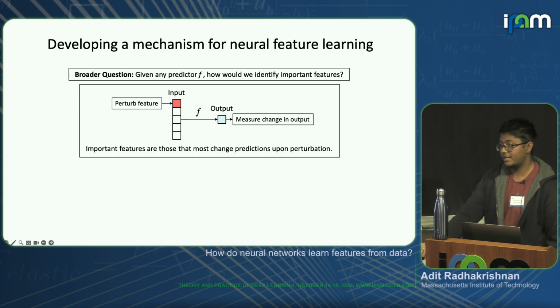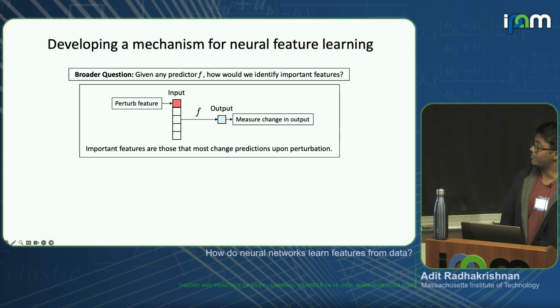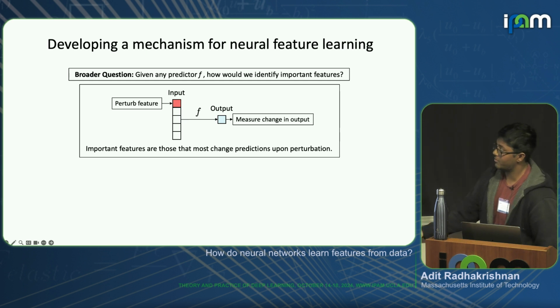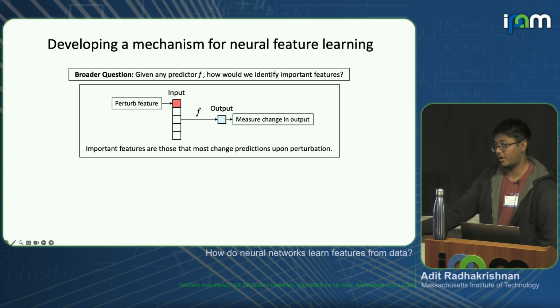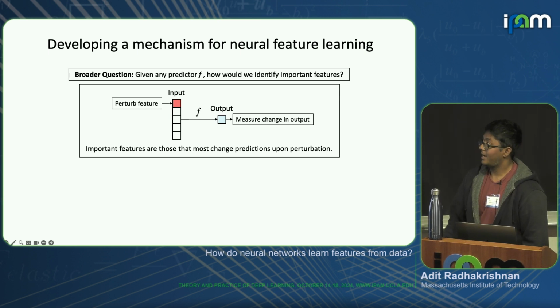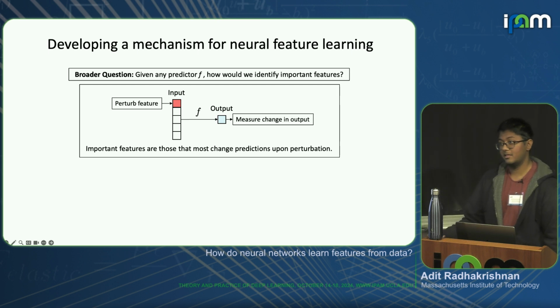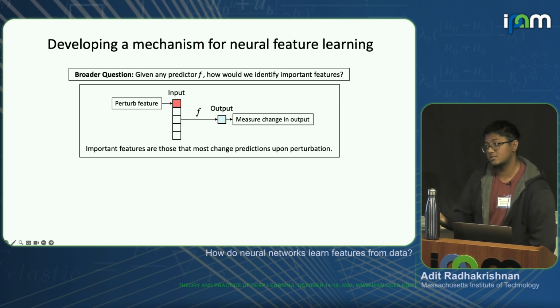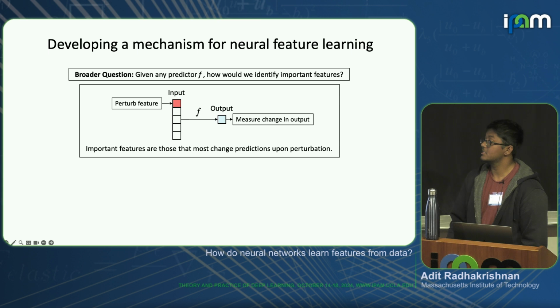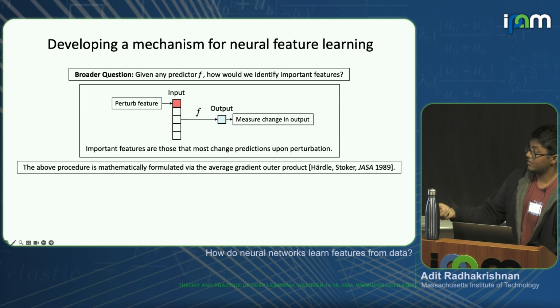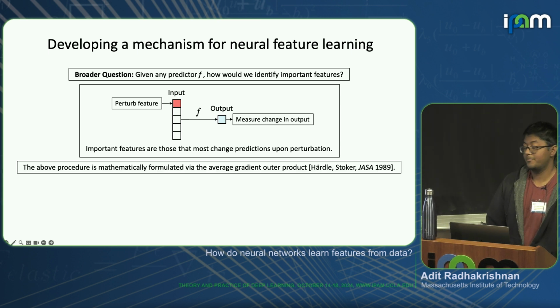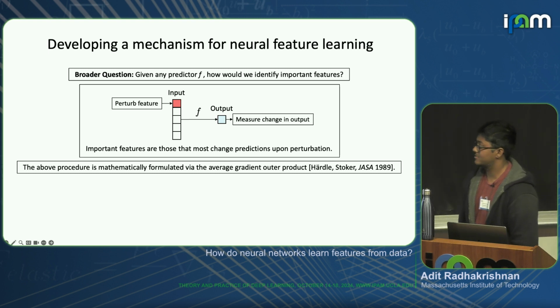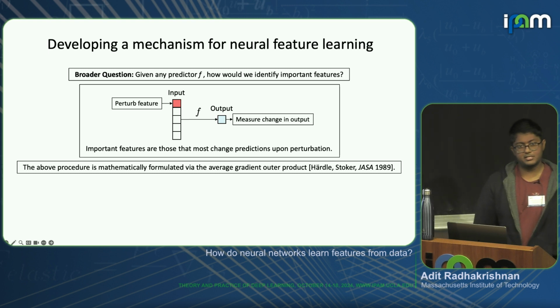Those features that most change the output are going to be the ones that are important for prediction. And if I want to do this procedure more generally, instead of just looking at change in output over change in input, which is a derivative or a gradient, I can identify a whole subspace along which the predictor varies most and varies least by looking at this object, known as the average gradient outer product. And this was studied as early as 1989 in the statistical literature as a mechanism for feature selection.